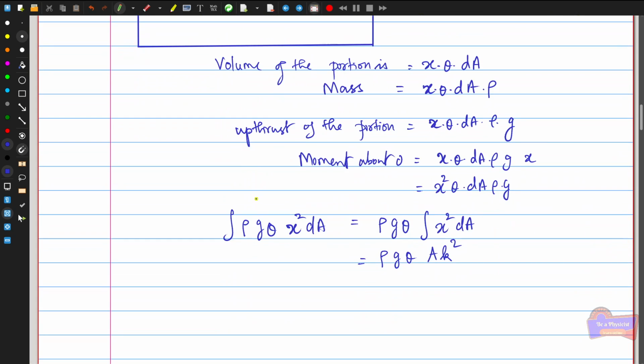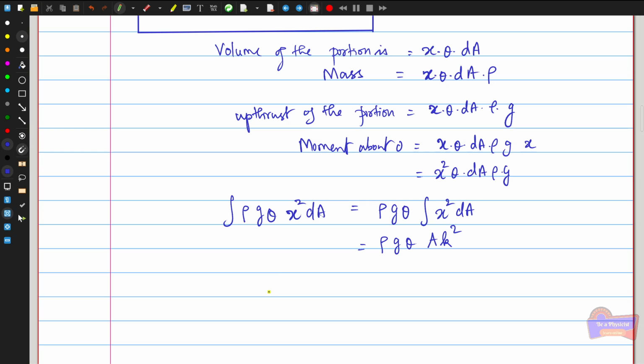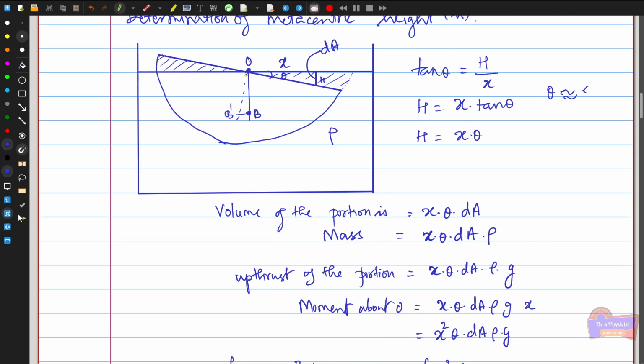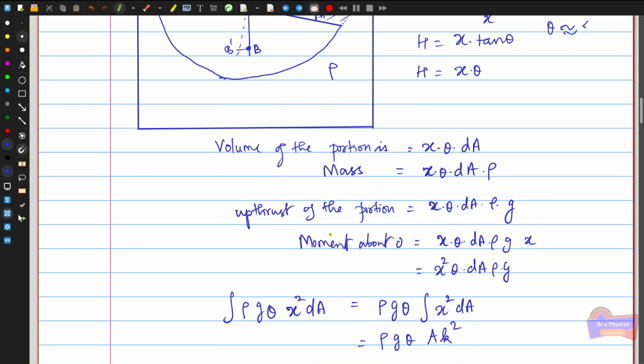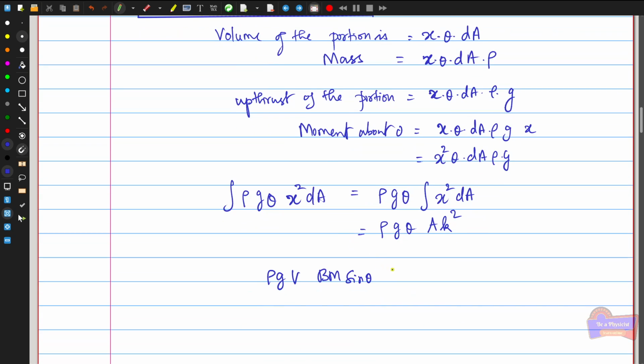equal to rho g V times BM times sine theta. BM is nothing but the distance between the center of buoyancy and the metacentric point. If theta is very small, I can write this as rho g V times BM times theta. So this is another couple acting on the ship.